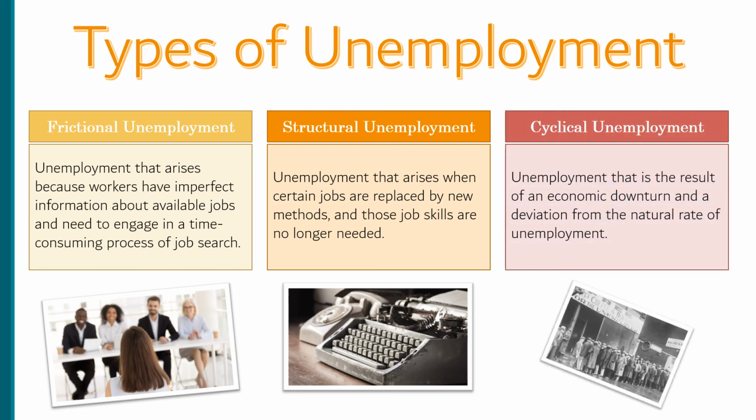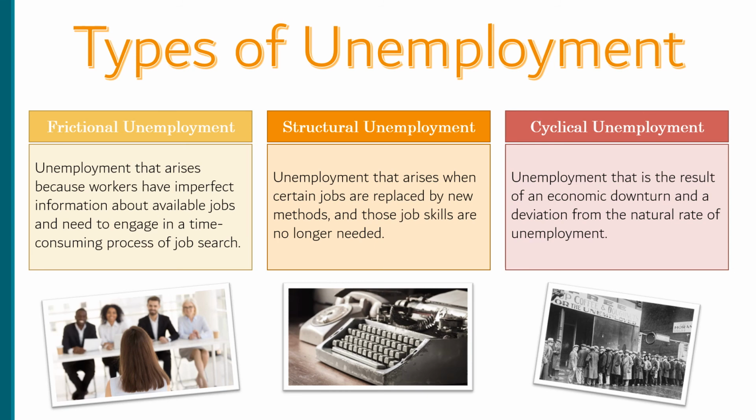Then there is the new villain on the scene, cyclical unemployment. This type of unemployment is the result of an economic downturn and a deviation from what we call the natural rate of unemployment, consisting of frictional and structural unemployment. This kind of unemployment is the central focus of part 2 of this course, but for now we can understand it as the unemployment that arises because the economy is lousy sometimes.